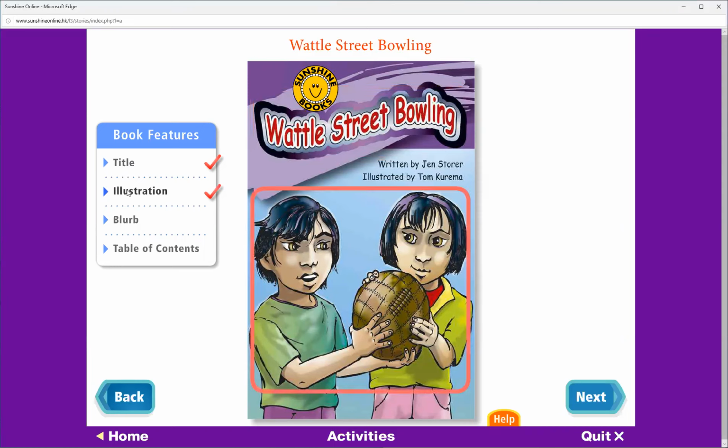Illustration. The illustration on the cover of the book shows you something that is happening in the story. The picture on the front of the book shows you something you will find inside the book. What does this picture show you? What is this illustration about?